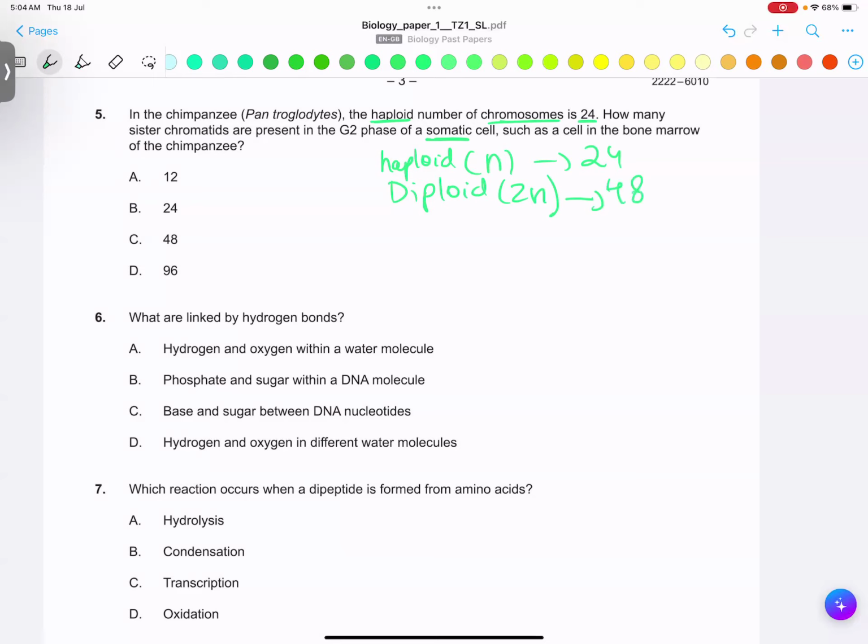And in this case, what are they asking? They're asking about the sister chromatids. We do know that in each chromosome, there are two sister chromatids. Sorry, my handwriting isn't the best. So then we have to multiply 48 times 2, and we're going to get 96. That's it. And keep in mind that in biology paper one, you're not allowed to have calculators. So this is our final answer.